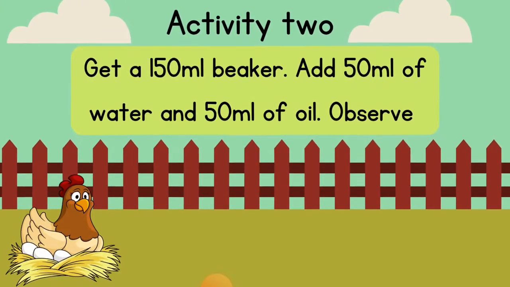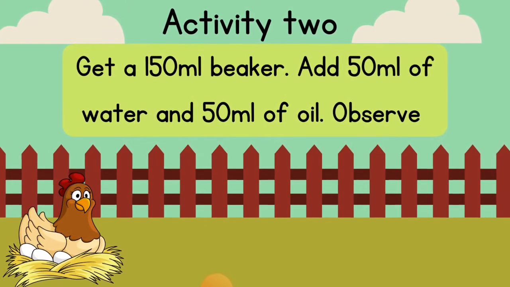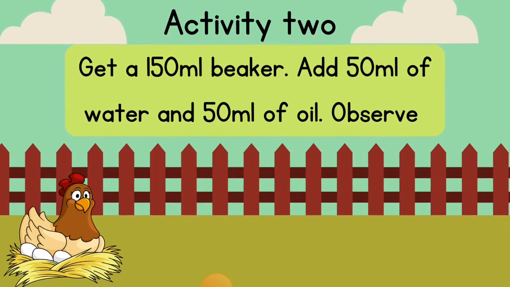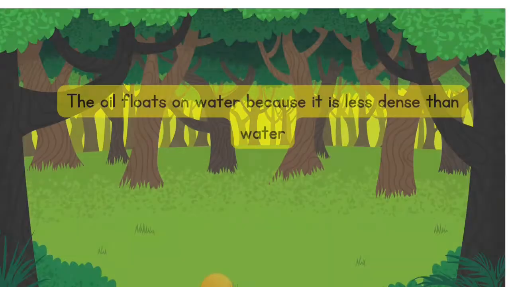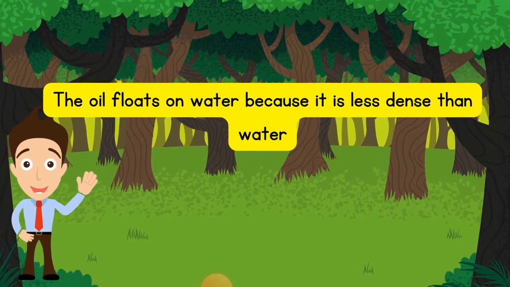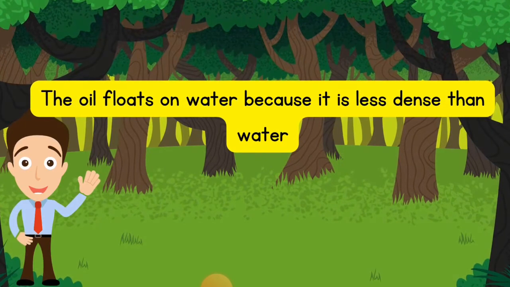We'll try another activity. This time with liquids. We have done something with solids, now we'll work with liquids. Get a 150 ml beaker. If you don't have this size of beaker in your house, you can get a very big glass cup. Then get 2 other small cups of same size to represent the 50 ml beaker. Now add 50 ml of water and 50 ml of oil in this 150 ml beaker. Then you observe. You find out that the oil floats on the water because it is less dense than water.